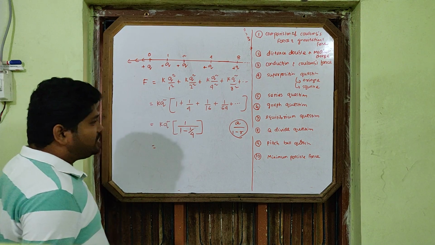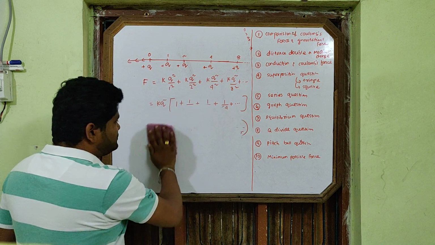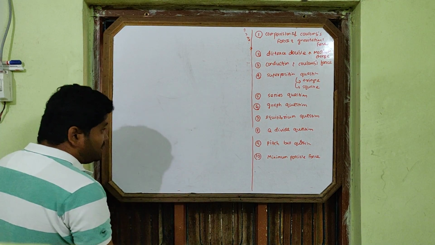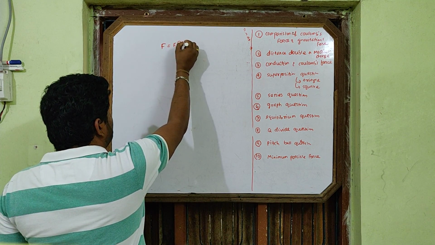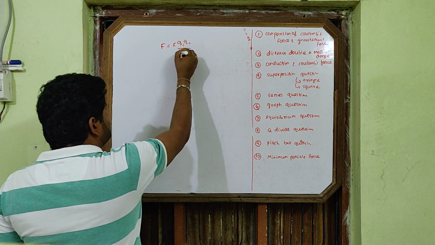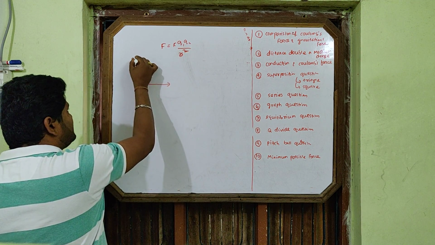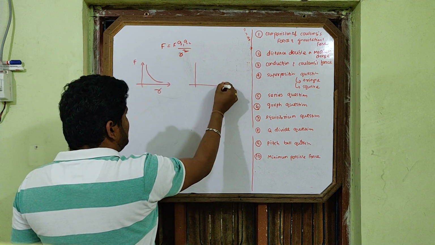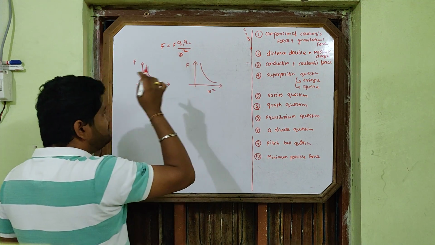Now you come to the graph question. We will solve this question. In the graph question, what happens? F is equal to K Q1 Q2 by R square. Graph between F and R: F and R is an inverse proportional graph. Graph between F and R square is also an inverse proportional graph.